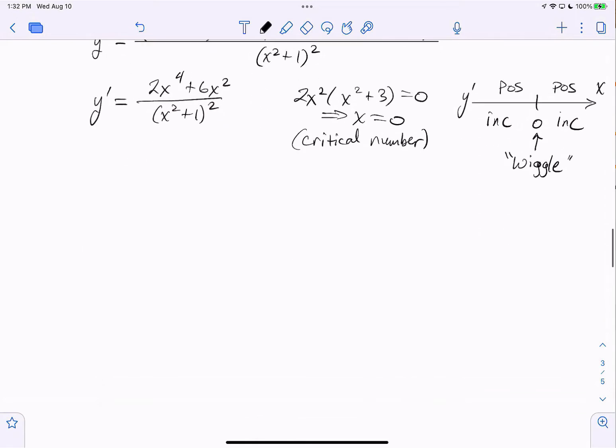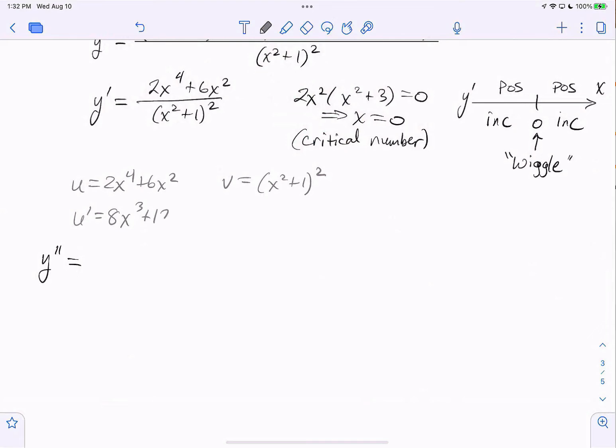We're going to look at the second derivative together because of something that happens with rational functions. I got ahead of myself. I need to identify u and v. So u is 2x to the fourth plus 6x squared. v is x squared plus 1, the quantity squared. u prime is going to give me 8x cubed plus 12x. And then v prime, I'm going to use the chain rule. So 2 times the quantity x squared plus 1 times 2x. That's coming out from the chain rule.